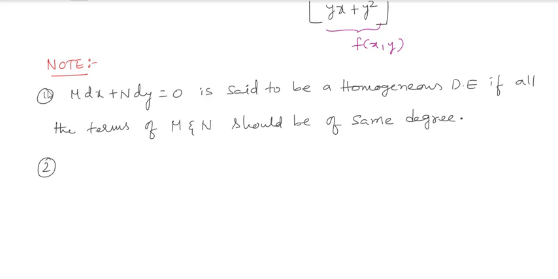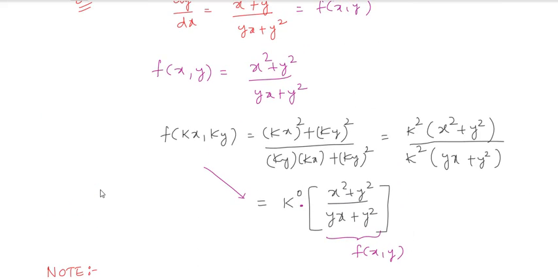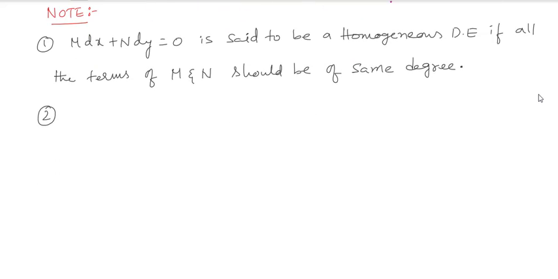Same degree means what? See here, if you check, the given function f of x comma y has x square, so 2, y square, 2. And this is y power 1, x power 1, so 2 will be there. So all are of the same degree. That's it. So directly I can call that a homogeneous differential equation. Clear now? Yeah. Next, one more point.